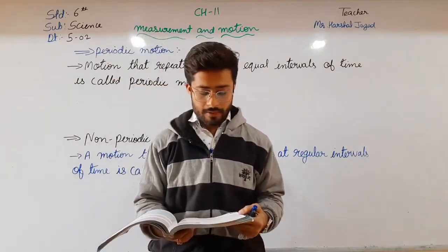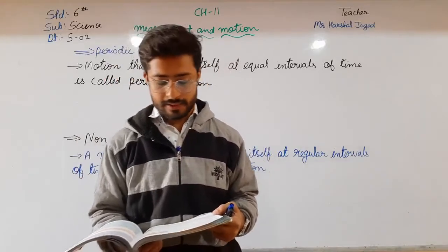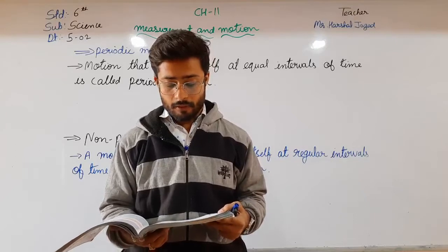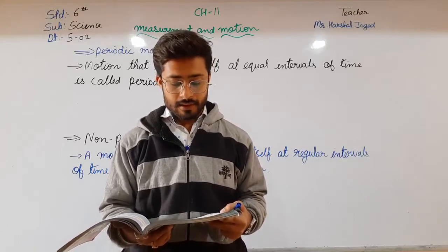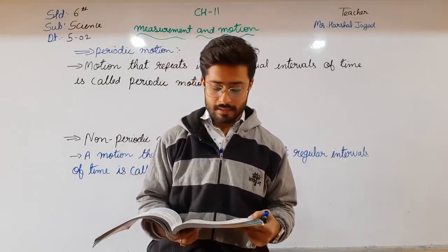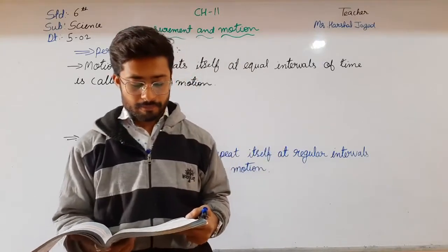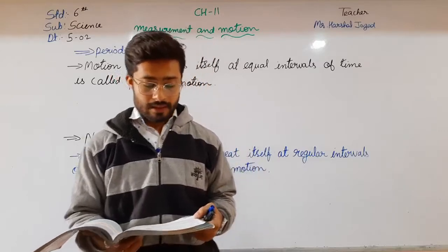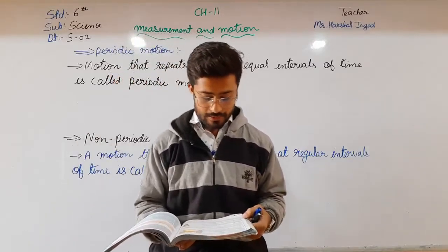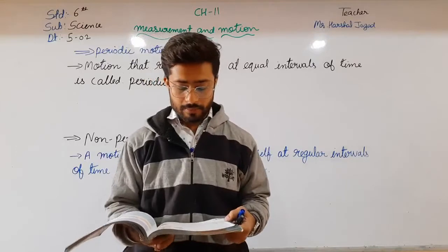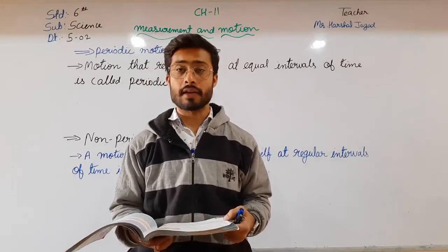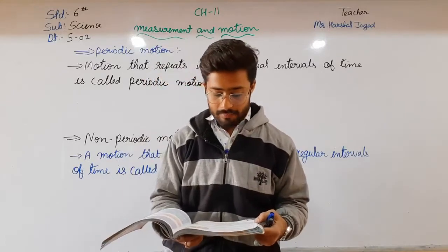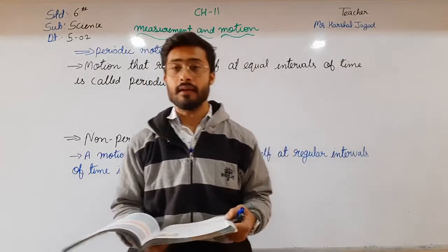In Figure 11.9, you can see periodic motion is given. Examples of periodic motion are the to and fro motion of a pendulum, the rotation of the earth about its axis, the movements of the hands of the clock, and the plucked string of a musical instrument. Then non-periodic motion: a motion that does not repeat itself at regular intervals of time is called non-periodic motion. An example is a butterfly visiting a garden.